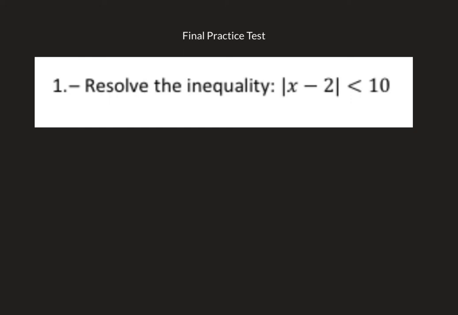All right, so this is the final practice test review. Let's just start with the first question. So it says resolve the inequality.